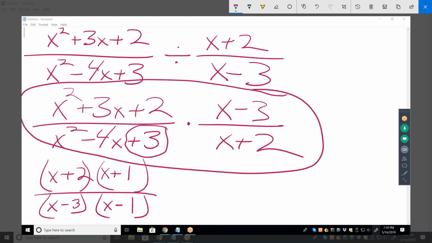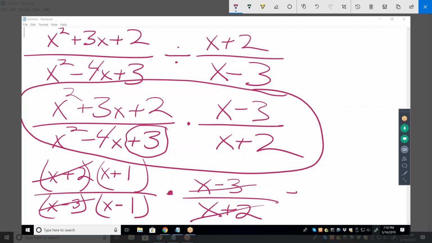And then I'm multiplying that by, I can't factor these anymore. So you would cancel x minus 3, and after you cancel those, x plus 2. And then you're left with x plus 1 over x minus 1. There you go. That's the way you do all of these.